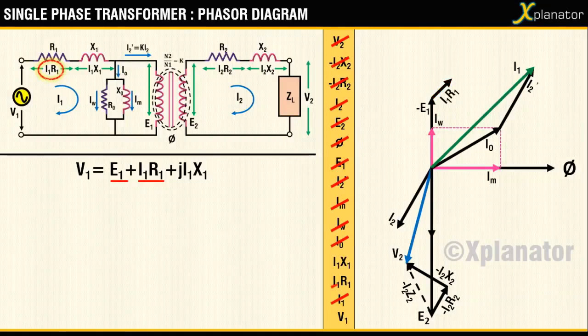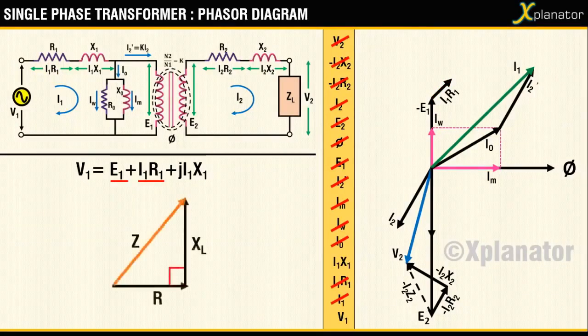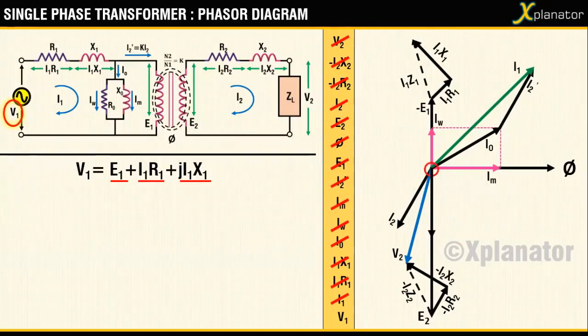The last term in the equation, I1X1, is to be drawn using the impedance triangle just like in the previous case. So I1 x1 goes 90 degrees leading I1 R1. The origin is where the first term, that is minus E1, was drawn, and the last term I1 x1 has ended here. Join the start and the end points to get the resultant vector V1.